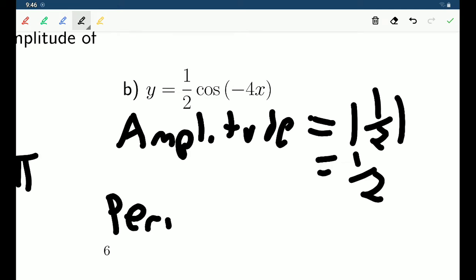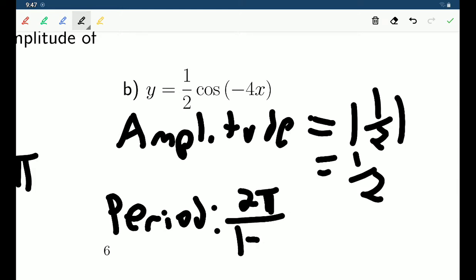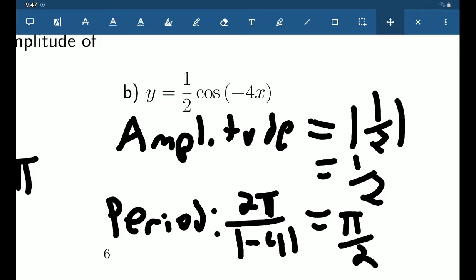The period here would be 2 pi divided by the absolute value of -4, or the same thing as 2 pi divided by 4, or pi over 2. So in other words, for this, the period would be 90 degrees. Every 90 degrees, this cosine function will repeat itself.